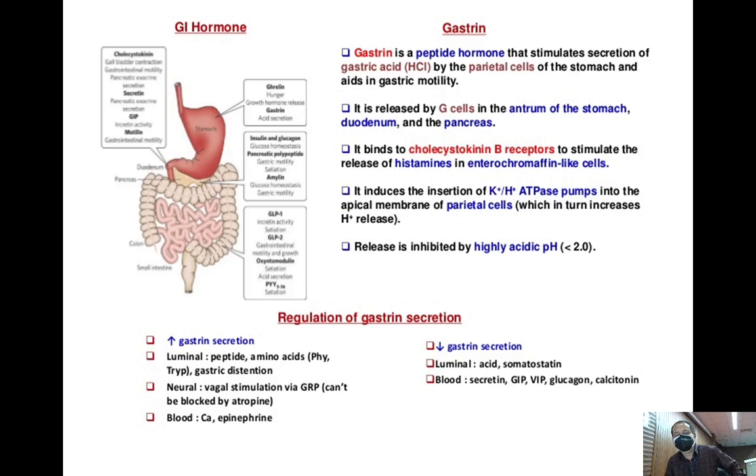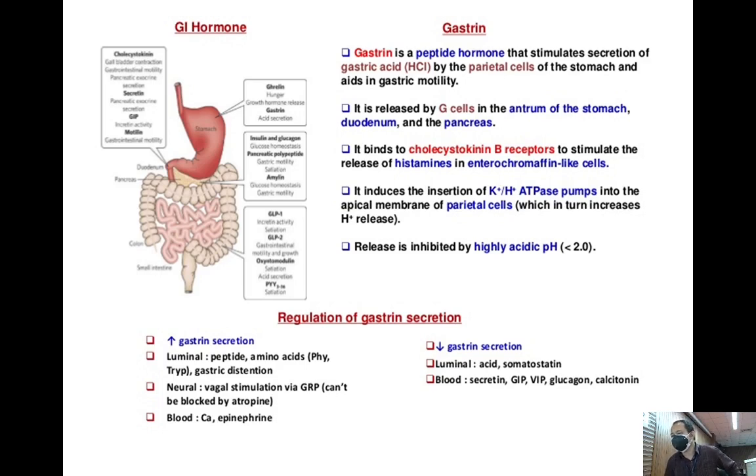The chyme, or sorry, what we call the acid pepsin chyme, that is present in the stomach, which is basically digested food mixed with pepsin and acid: if the acidity of that is such that the pH is less than 2, then that would cause a kind of negative feedback and decreases the secretion of gastrin from G cells.